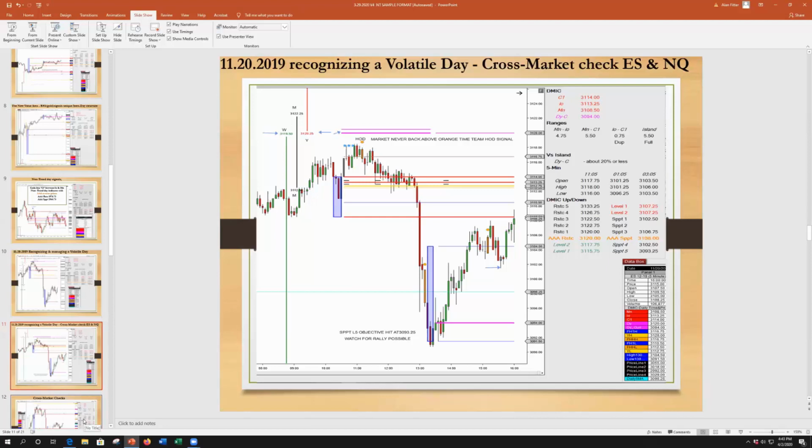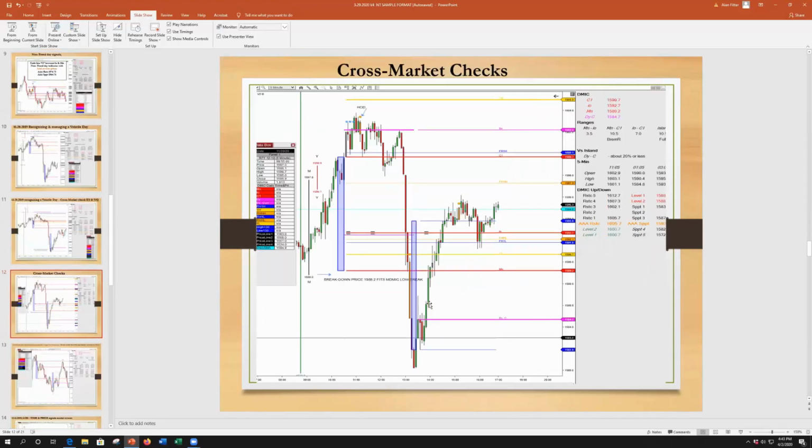So let's look at the RTY on the same day. So this is the RTY chart on the same day. We see very similar movements. The orange time team HOD signal coalesces with the prior day DYC code line and the yellow prior day high line, which is a few points higher. The market is never higher again than the HOD signal today, even on the Russell 2000.